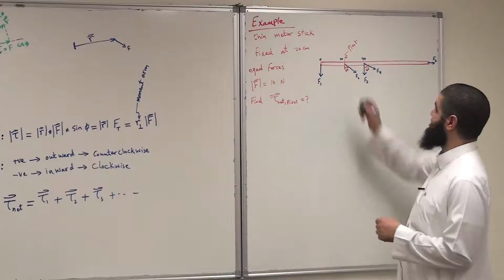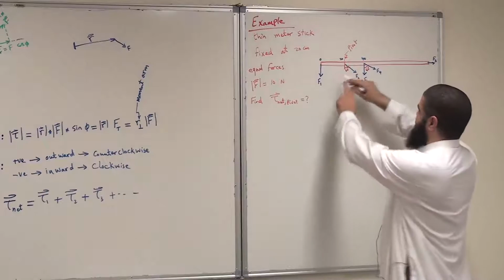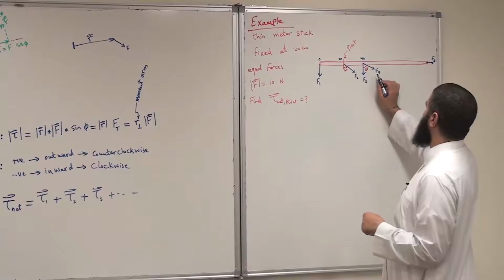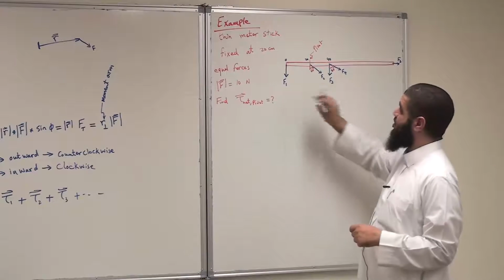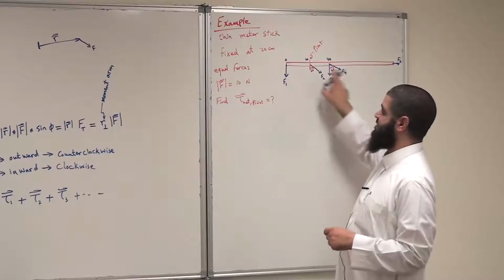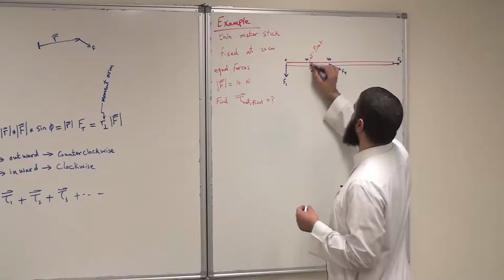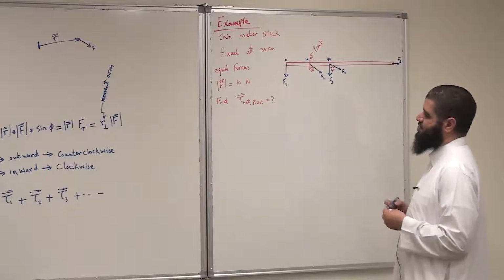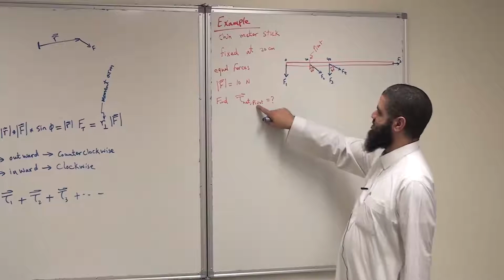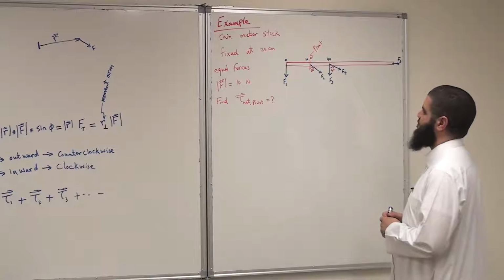Okay, so I have this meter stick, pivoted at 20 centimeters. The length is 1 meter. In this case, we have how many forces? 5 forces. All forces are equal in magnitude, which is 10 Newtons, but they have different directions and different position vectors relative to the pivot point. And the question is, find the net torque of these 5 forces about the pivot. So this is the pivot, and we would like to find the total or the net torque.